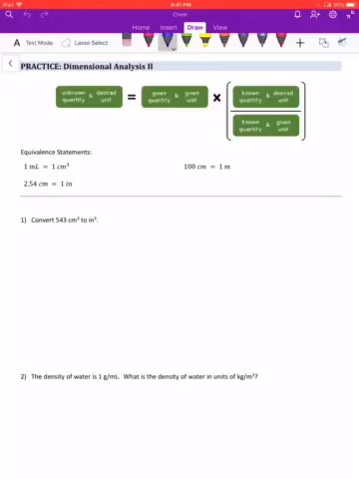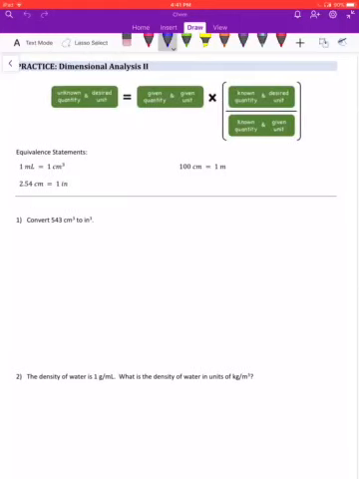In this video, I'm going to talk through how we can use dimensional analysis to solve problems where we're working with cubed quantities. So in this case, we're going to do centimeters cubed to inches cubed, and then we'll also do a density example at the bottom. To start with, up here, I have the same process that we've been working with in the previous videos.